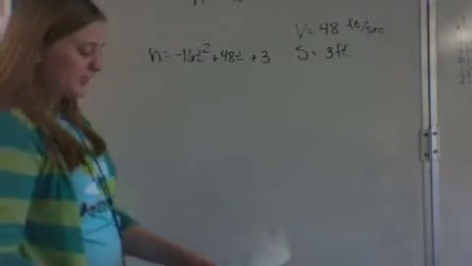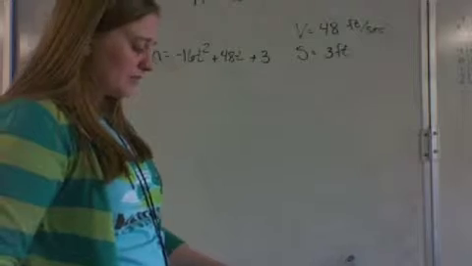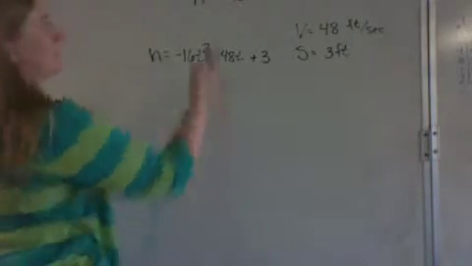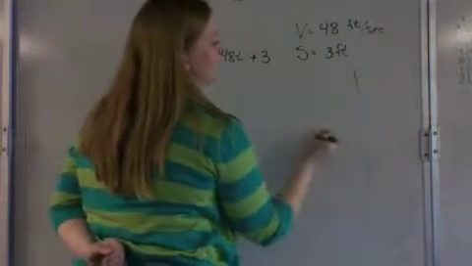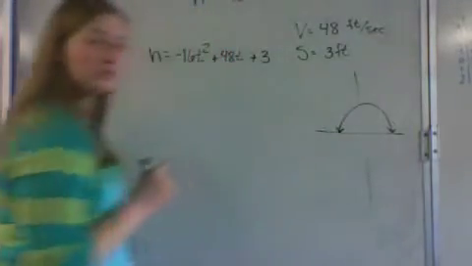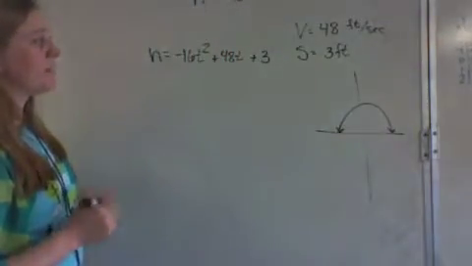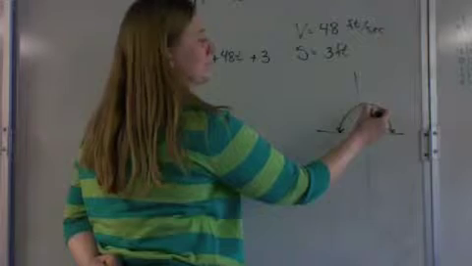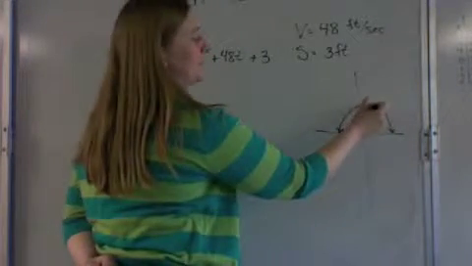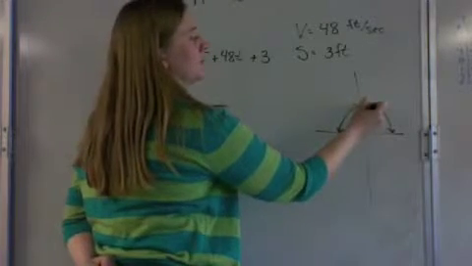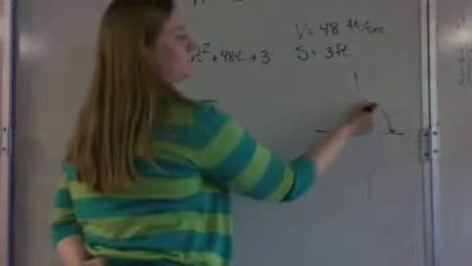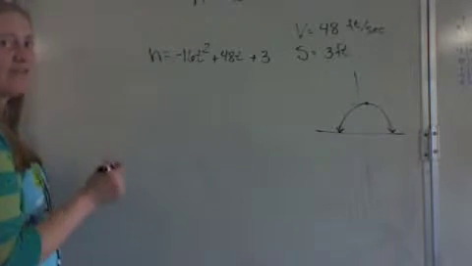The second question says, after how many seconds will the baseball reach its maximum height? Think about this. We're talking about a parabola that opens down, and we're asking about when it'll reach its maximum. That means its vertex, its maximum height, and specifically the y value of the vertex. So to talk about its maximum height, we have to find the y value for the vertex.